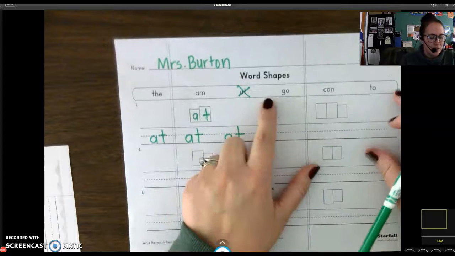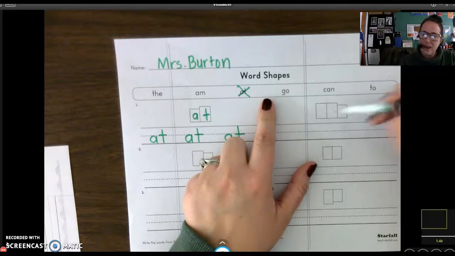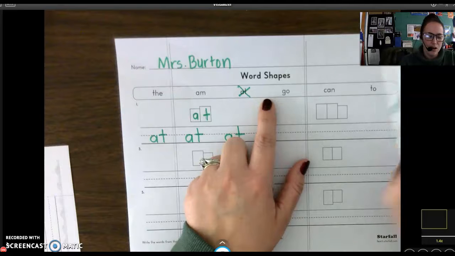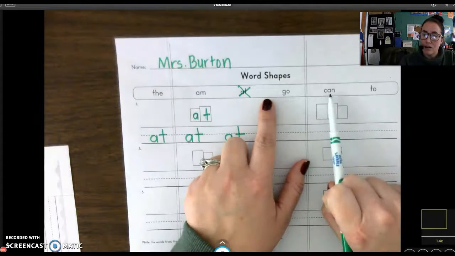Let's do number 2 together. This word has 1, 2, 3 letters. 2 are tall and 1 is short. So we're going to find a word that looks like that up here in our box. So 3 letters is the first thing we're going to look for. Does this have 3 letters? Nope. What about can? Yes.